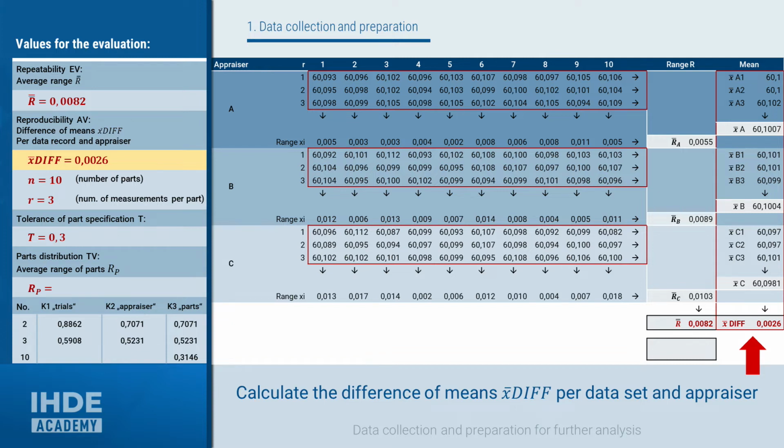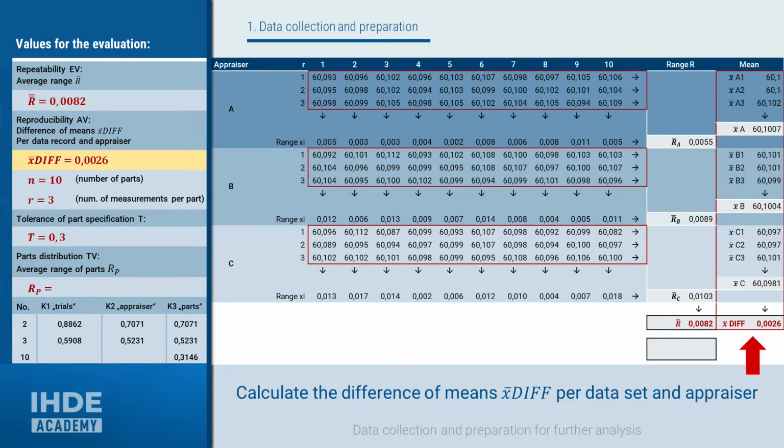For appraiser A, the mean diameter x bar A1 of 60.1 mm results for the first measurement on the 10 parts. For the second measurement as well, and for the third measurement, the mean diameter is 60.102. The mean x bar A from these 3 values is 60.1007 mm. The same is done for the results of appraiser B and C.